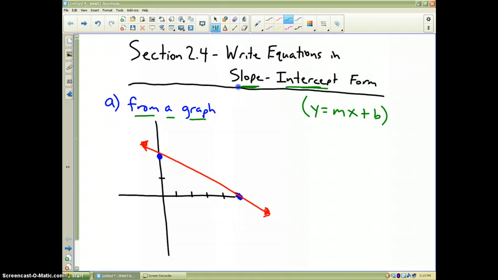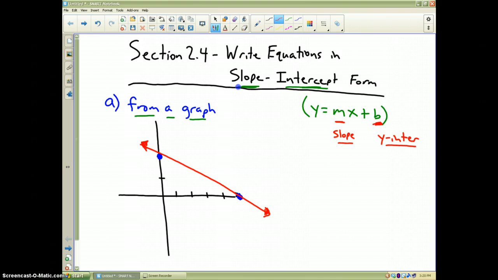If you need to, pause the video and copy my graph. What we're going to do is write the equation of that graph in slope-intercept form. Now we all know we need to figure out two things. This entire unit, you need to figure out two things: what the m value is, which is the slope, and what the b value is, which is the y-intercept.